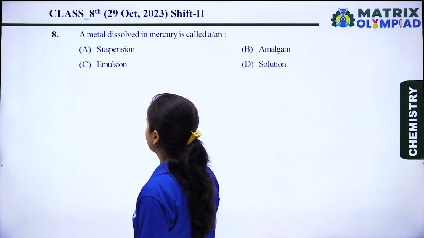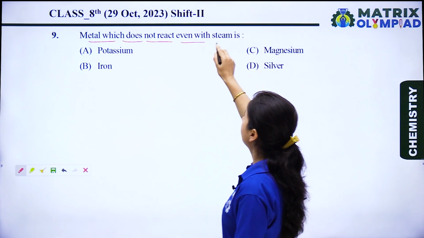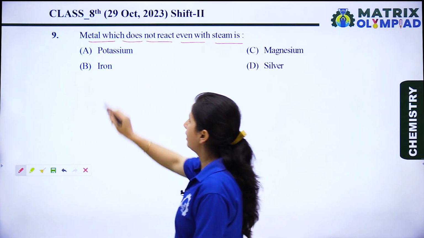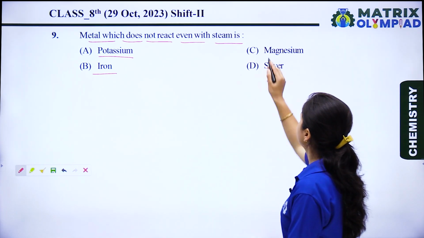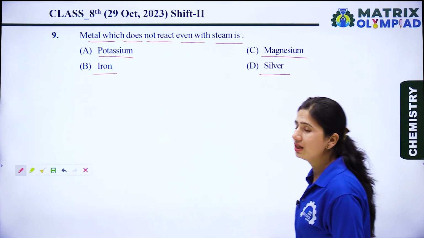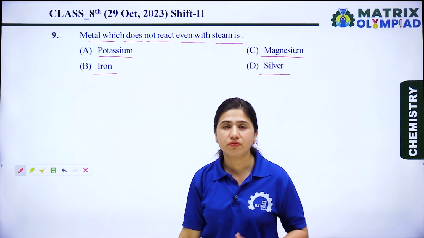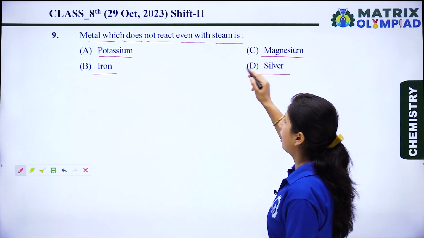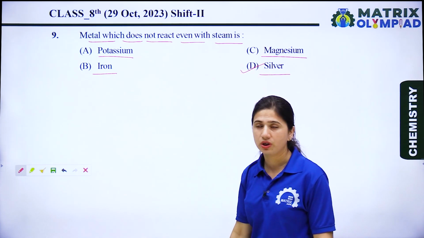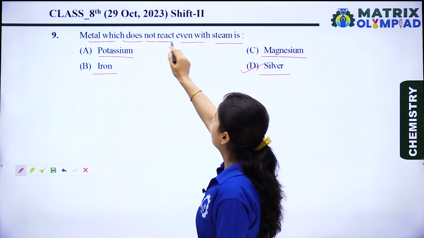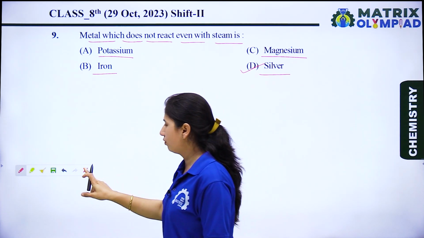Now let's see the next question. The question is, metal which does not react even with steam is: option A is potassium, option B is iron, option C is magnesium, and option D is silver. We know that silver is the least reactive among all. So option D is the right option for this question, because silver does not react even with steam.